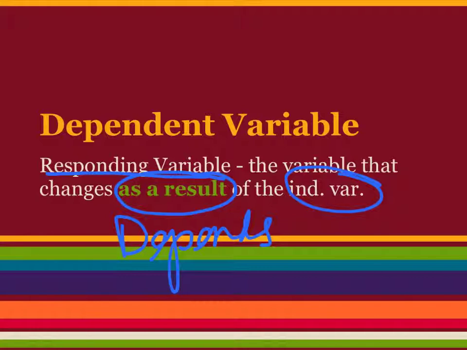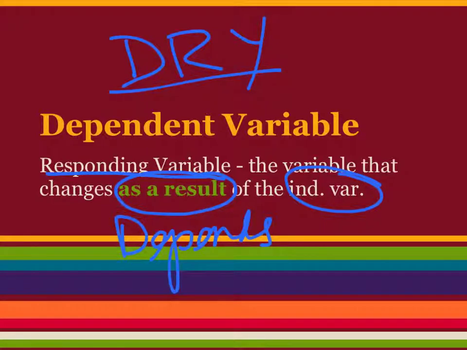So that's a very important distinction. Whatever thing is changing because of the change in the independent variable, that would be the dependent variable. So the dependent variable is the responding variable, which goes on the y-axis, which is why we're going to remember the acronym DRY.